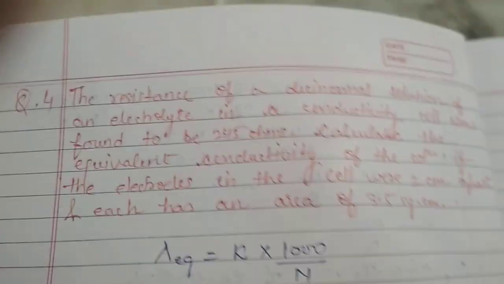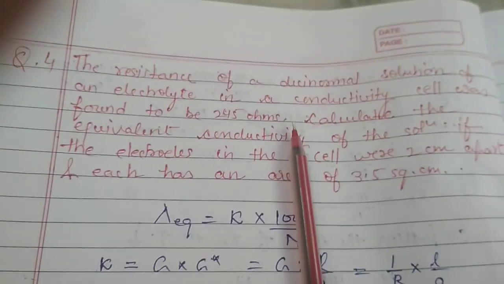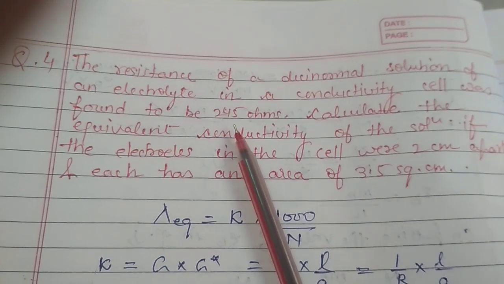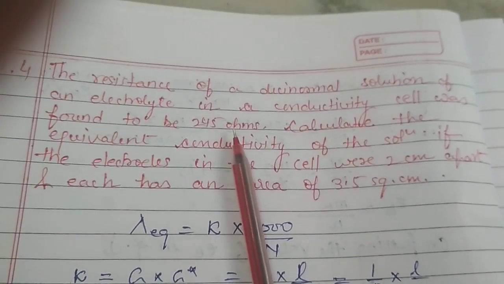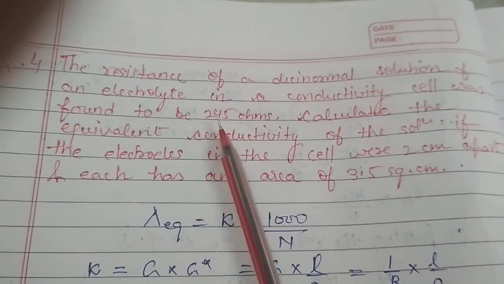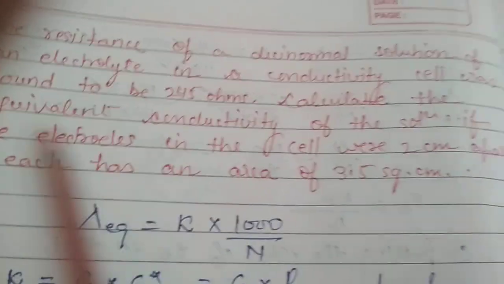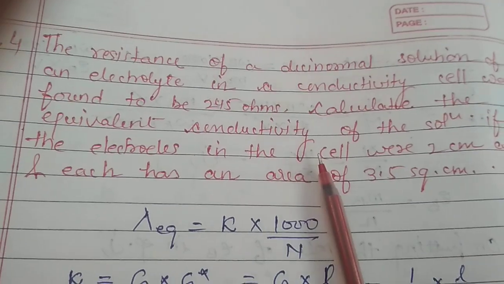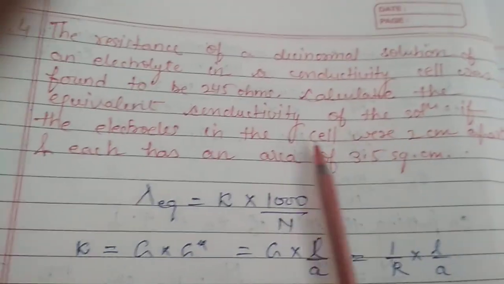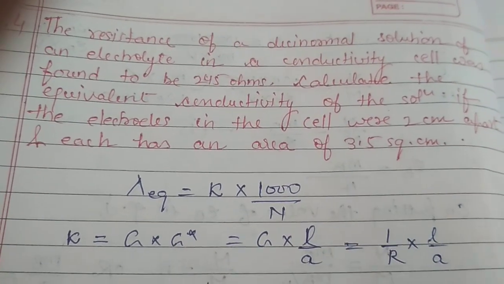Now let's see the next question. The resistance of a decinormal solution of an electrolyte in a conductivity cell was found to be 245 ohms. So you have been given the resistance as 245 ohms. Calculate the equivalent conductivity of the solution if the electrodes in the cell were 2 centimeter apart and each has an area of 3.5 square centimeter.